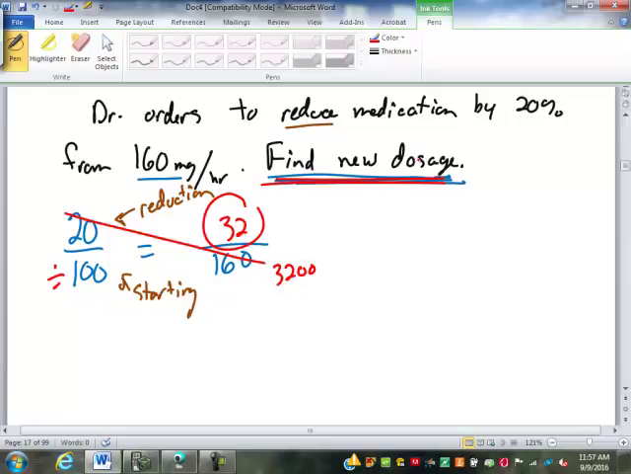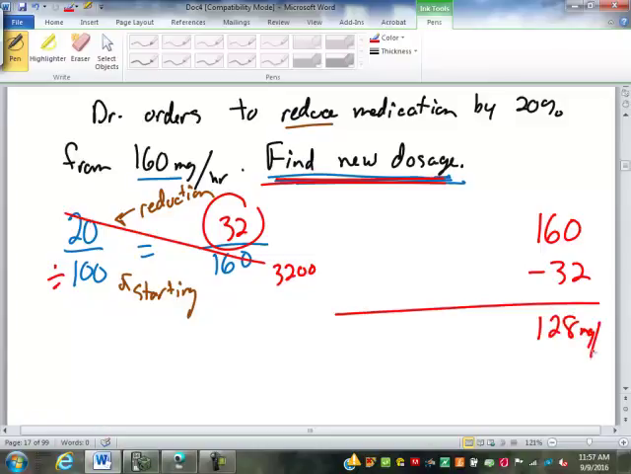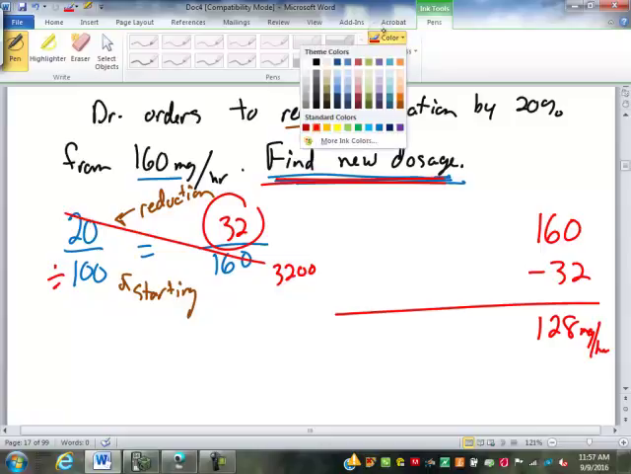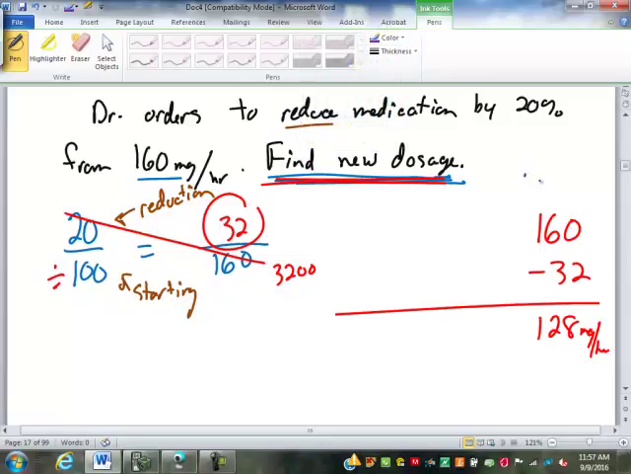So to find that new amount, we would do what? 160 minus 32 is 128. So the new dosage would be 128 milligrams per hour. Now I wrote it out like this purposely because what we're looking at here is the 160 is the initial or the starting amount.